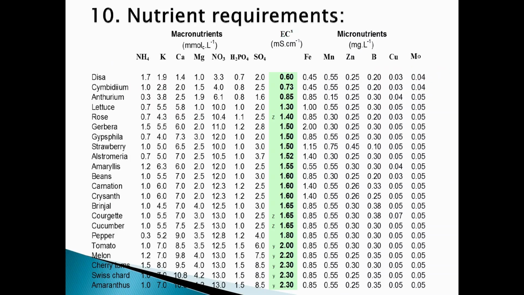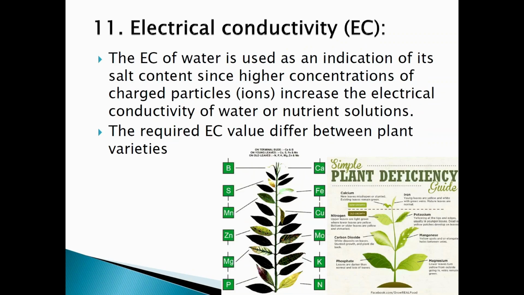Now, each plant has different nutrient requirements, as mentioned earlier, and depending on what you want to grow, you'd have to research what these nutrient requirements are. This table shows the nutrient requirements for quite a few different produce. It also mentions the EC, which is the electrical conductivity. The EC of water is used as an indication of its salt content, since higher concentrations of charged particles increase the electrical conductivity of water. It can be used to indicate which nutrients might be possible, but it isn't very accurate for every nutrient.